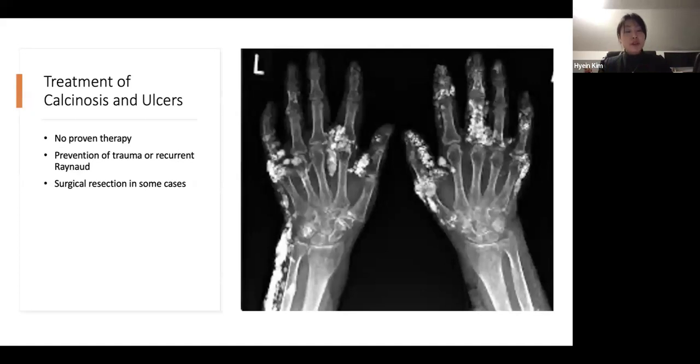The treatment of calcinosis and ulcer: there's no proven therapy, unfortunately. Again, focusing on Raynaud and prevention of trauma can be helpful. This is really severe calcinosis that you're seeing on X-ray. It's all over the fingers and hands and even on the forearms. In severe cases, a surgical option can be considered. Having said that, it doesn't prevent any recurrence, and often patients will have recurrence on the same spot after surgical resection. So that's a bit of a limiting factor there.